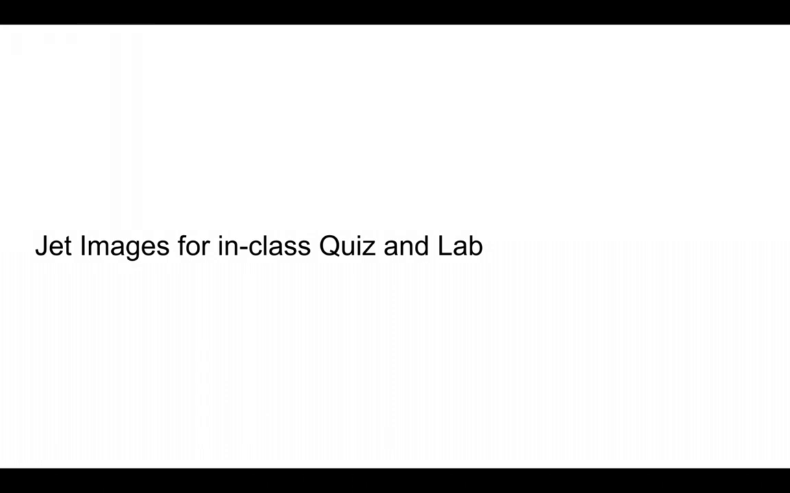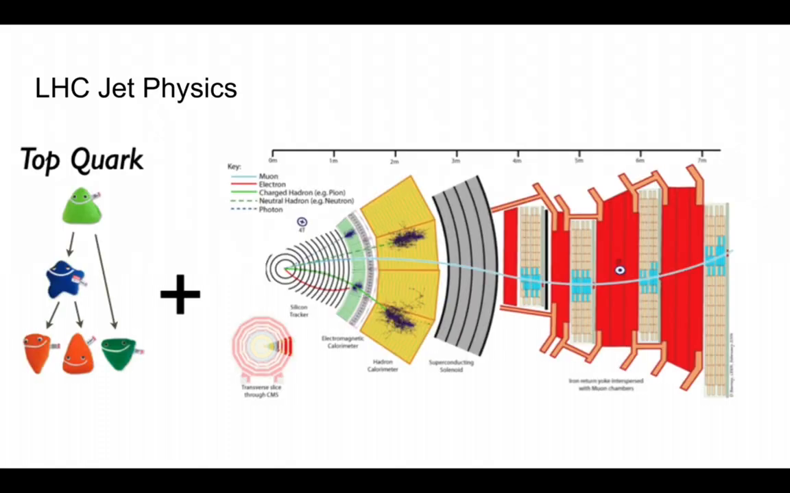The next part of this lecture, I will introduce the jet images for the in-class quiz and lab. We will work on the jet classification problem for the Large Hadron Collider. Here is one example. We have a top quark decaying to a W boson and a B quark, and the W boson further decays to a quark and an anti-quark. This top quark can be detected by a particle detector.